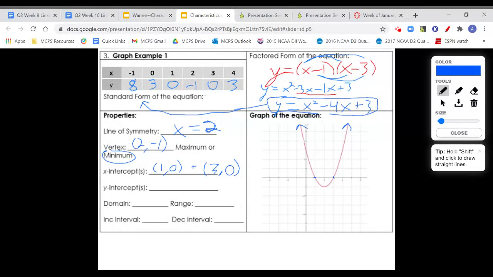Looking further at y-intercepts, the y-intercept is the place where I cross the y-axis. So that point is right here. And so my x is 0 there. I haven't gone right or left from the center, but I'm up 3. So the y-intercept is at (0, 3).